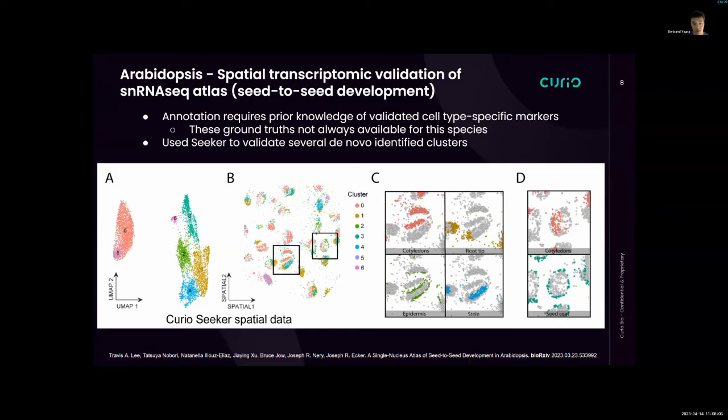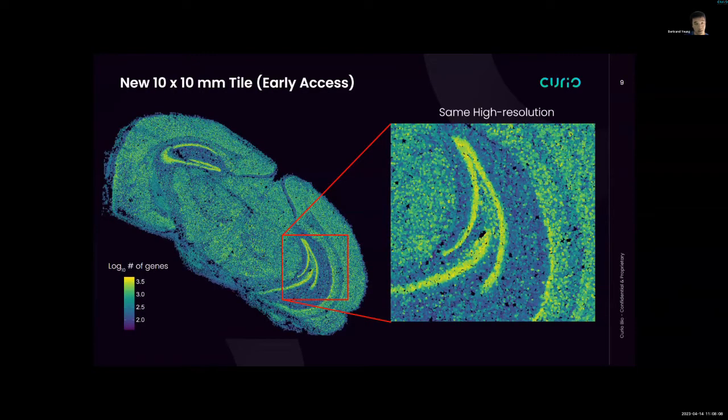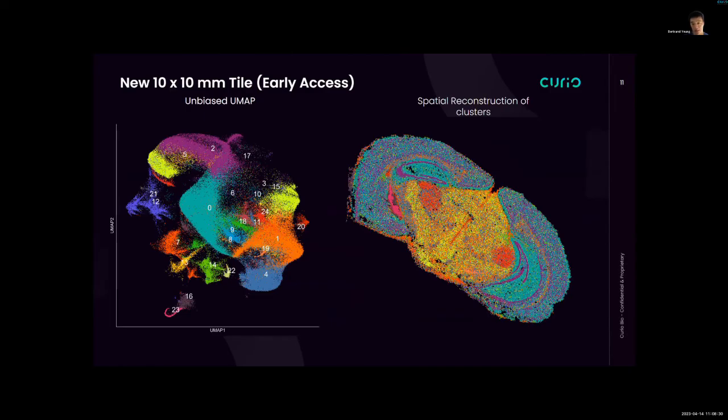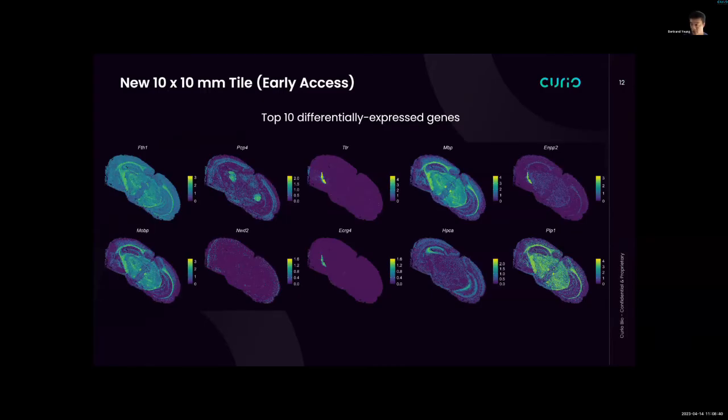And also, we are doing larger tiles now. We have a 10 by 10 millimeter tile that's in early access. Same high resolution as a smaller one, just more beads. So there's probably about 1 million beads on this tile. Good capture efficiencies, very similar data. A lot of genes per bead, a lot of UMIs per bead, and then you can see it has really good clustering for the tissue, as well as the spatial reconstruction of the clusters. And then, secondary analysis looking at structures within the tissue as well.